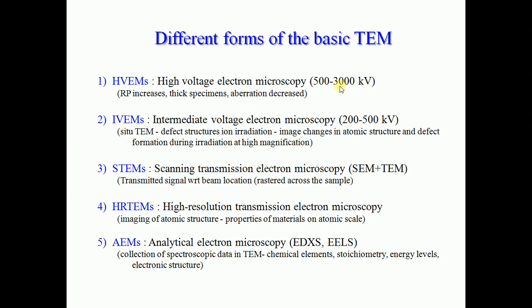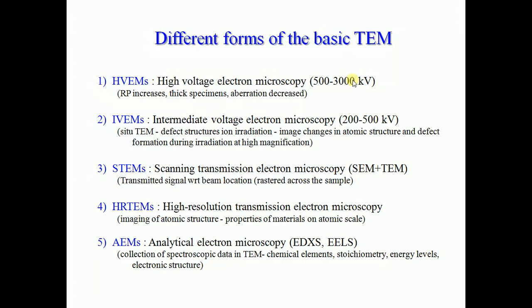Why is such a very high acceleration voltage of the electron needed? It increases the resolving power of your instrument. Even if thicker samples are there, the electrons can be easily transmitted because they carry a tremendous amount of energy, 300 keV, and aberration of the lenses can be decreased with the help of high voltage. But of course, this type of TEM has its own disadvantages also. So these are special purpose TEMs.